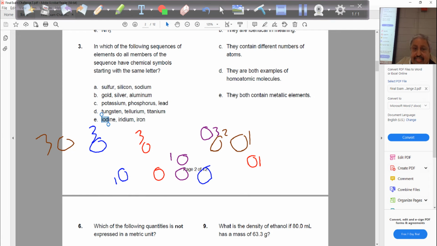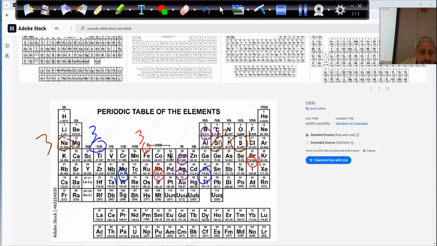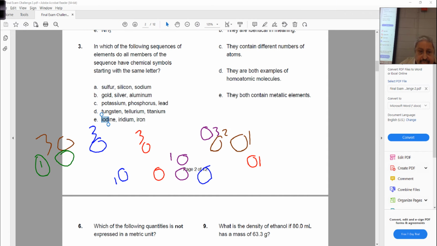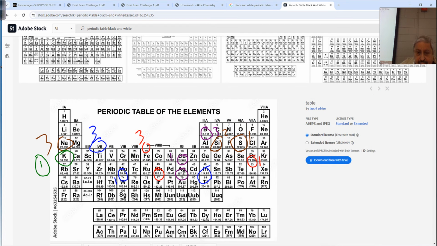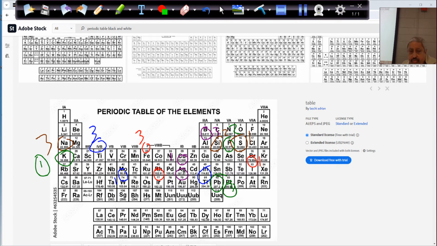How about potassium, phosphorus, and lead? Potassium, phosphorus, and lead. Let's look at this. Looks like this is our option. Potassium will have another color. Potassium is here. This is number 1. Phosphorus is here, 2, and lead is here, 3. Are they in sequence? No. It has to be potassium, then lead, and phosphorus.